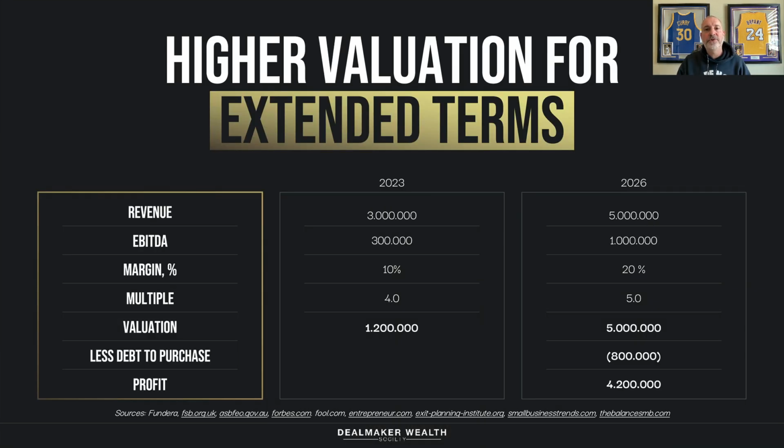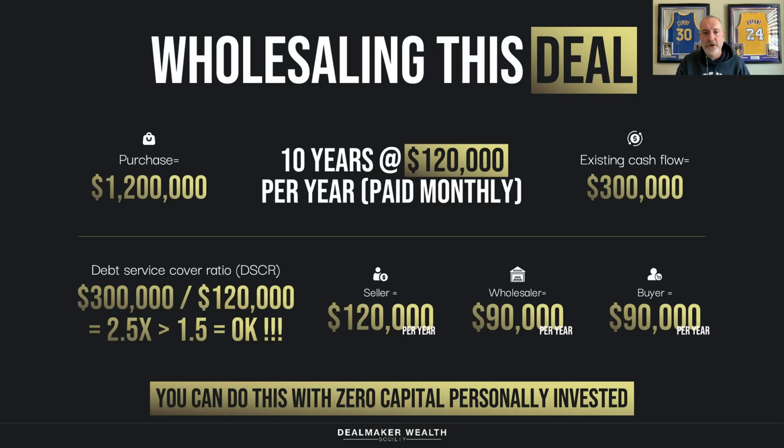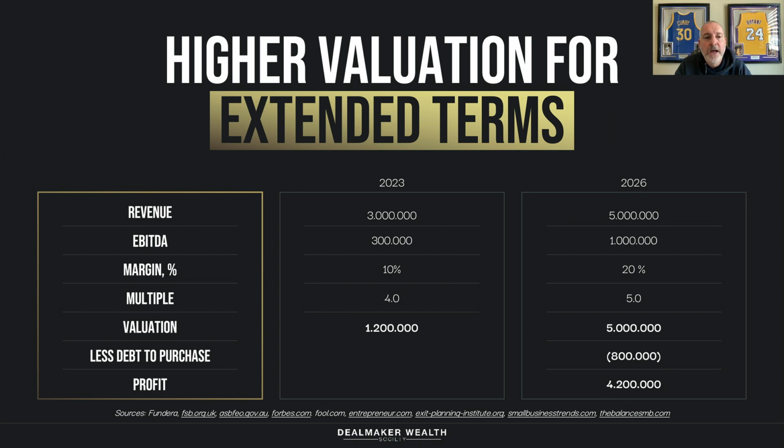And what's really interesting is if we look at the valuations, let's say we're looking at a business doing $3 million of revenue, 10% margin, $300,000 of profit, which we call EBITDA. And let's say the seller wanted a 4 times multiple for that business, $1.2 million on an annuity. And if we go forward 3 years, let's say we grow that business to 5 million, we get it to $1 million of profit, 20% margin, we sell for a 5 times multiple.